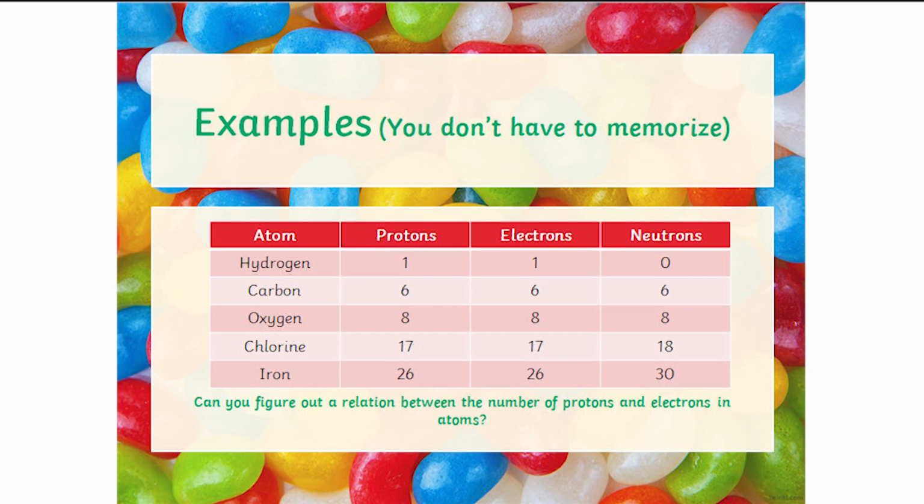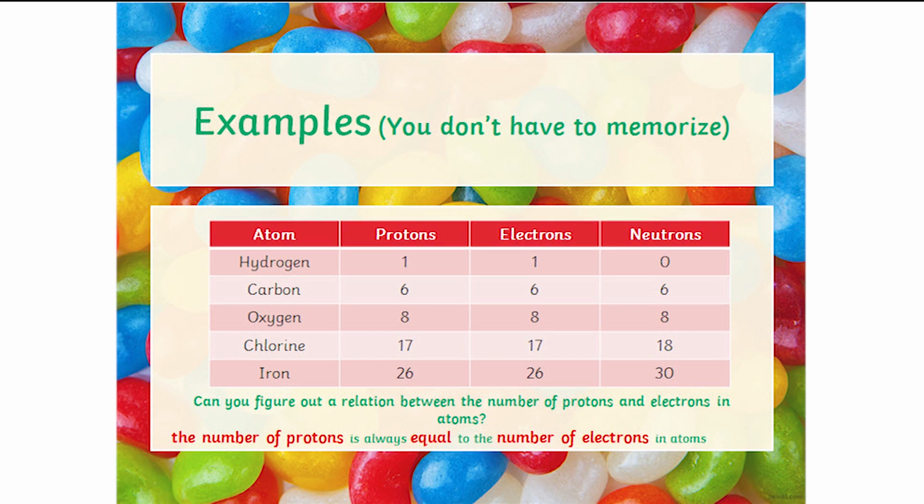Right now, compare the number of protons to the number of electrons for each kind of atom. It's clear that the number of protons is equal to the number of electrons. As an example, carbon contains 6 protons and 6 electrons. Oxygen contains 8 protons and 8 electrons.